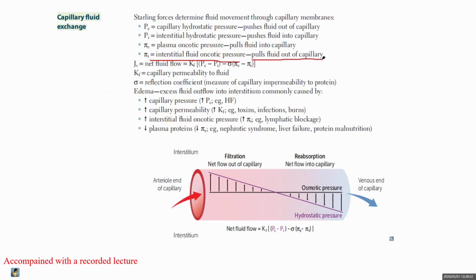So the fourth force is denoted by the pi I. And this is due to the proteins present in the interstitial spaces. So now not only are proteins present in the capillaries, there are proteins present in the interstitial spaces too. If the proteins are present outside the capillary, they attract the water outward towards the interstitium. So this force tends to pull the fluid out of the capillary, and so this is known as the outward force.